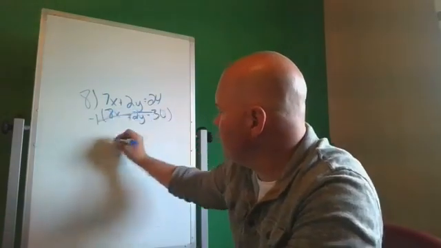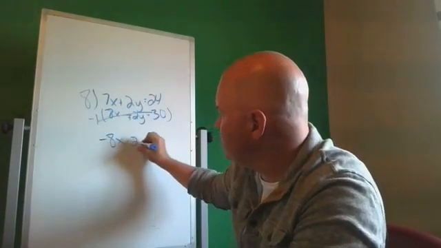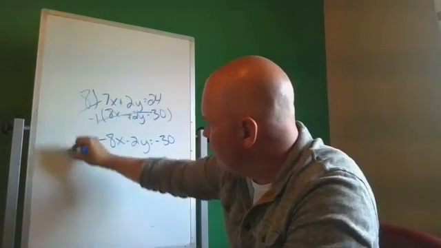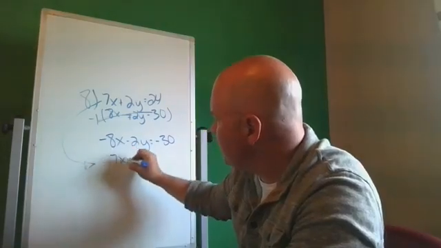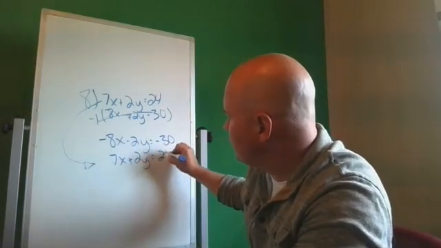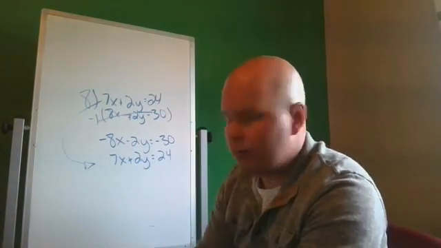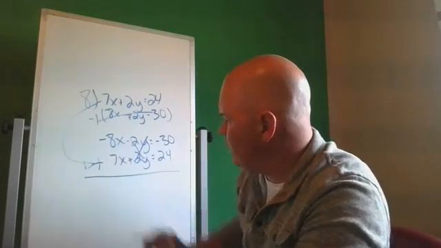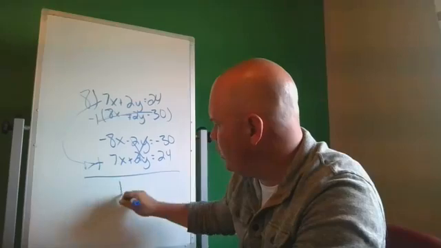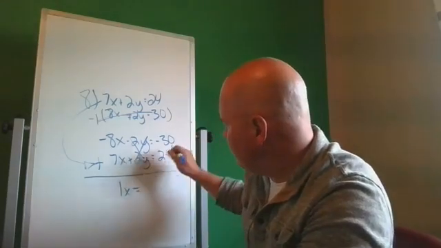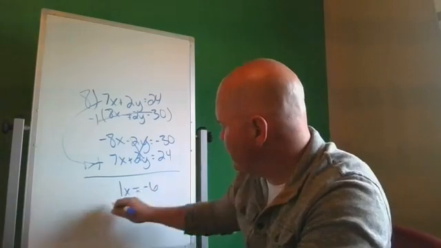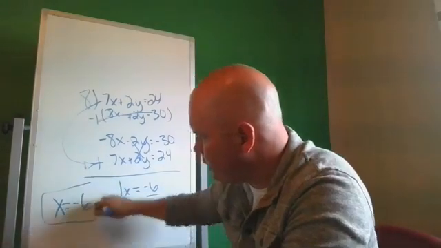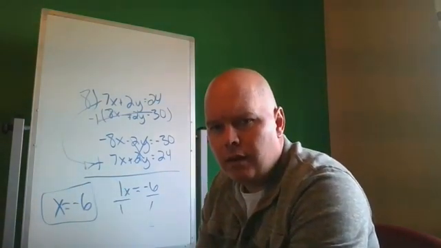So I'm going to do that like I've been doing, and I get -8x minus 2y equals -30. Bring the other guy back down. 7x plus 2y equals 24. Okay. And from here, all I'm going to do is eliminate. That goes away. I'm going to combine. -8x plus 7x is 1x. And that equals -30 plus 24, which is -6. Divide both sides by 1, and I get x equals -6. Okay. There we go.